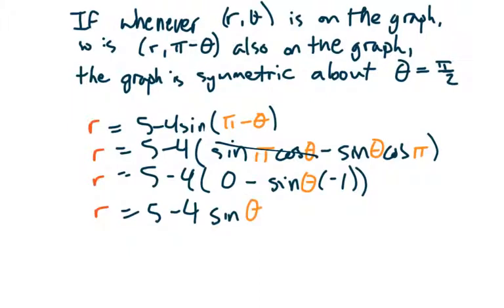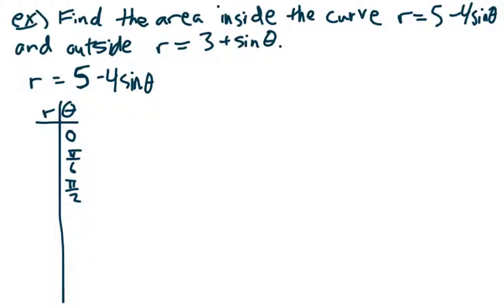4 sine theta. Now this is equal to what we originally started with, so this is symmetric about theta equals pi halves. Now, I'm not going to do the other one. It works basically the same way. You've seen how this one works. You should be able to do the other one on your own. Check it, please. Now, back to business.